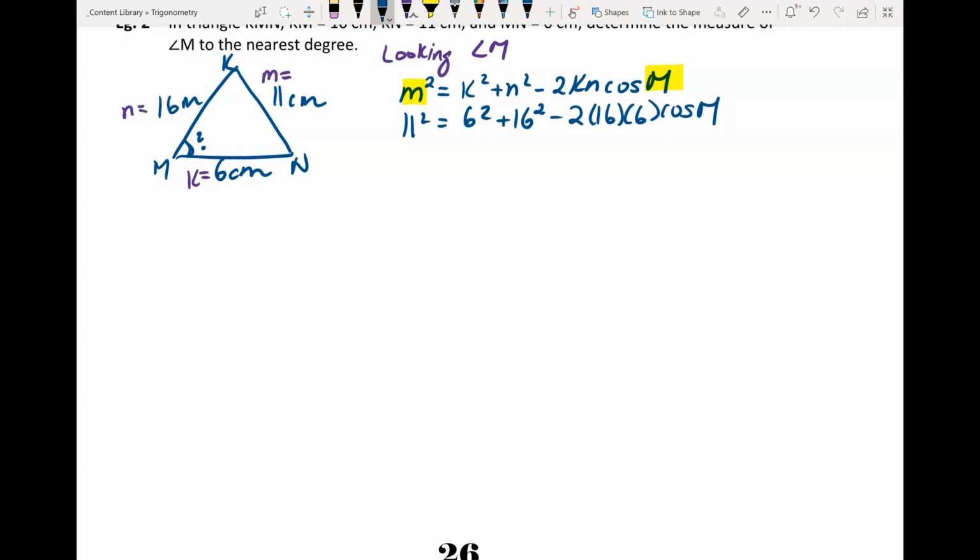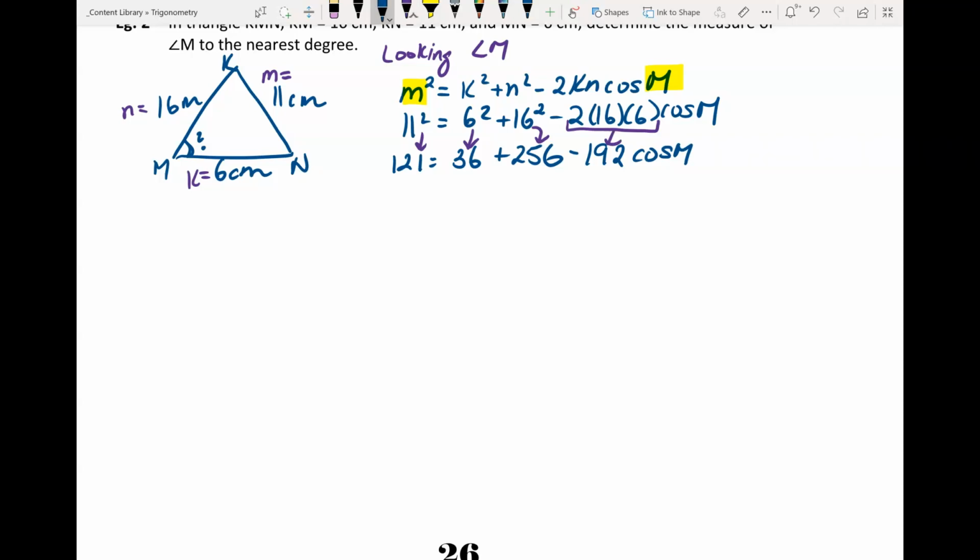So 11 squared is 121. 6 squared is 36. 16 squared is 256. Then I'm going to multiply 2 times 16 times 6, which is 192, and then I leave the cos M alone. So again, 11 squared is 121, 6 squared is 36, 16 squared is 256, and then I multiplied all these together to get 192.